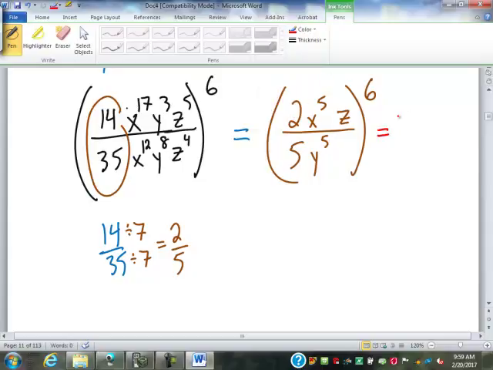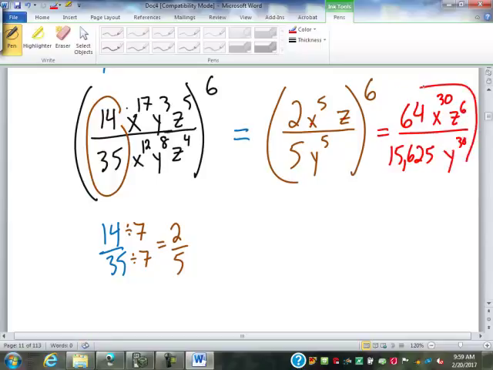2 to the power of 6 is 64. 5 to the power of 6? Perfect, 15,625. X to the 5th to the power of 6. X to the 30. Z to the power of 6. Z to the 6th. And y to the 5th to the power of 6? Y to the 30. How many of you had 64 x to the 30th, z to the 6th over 15,625 y to the 30th? Good deal.